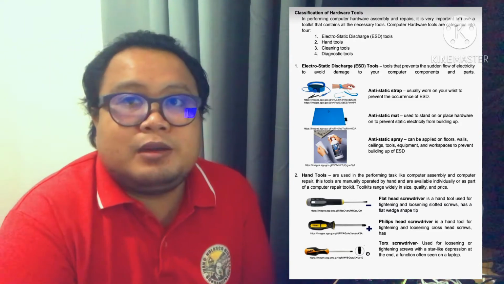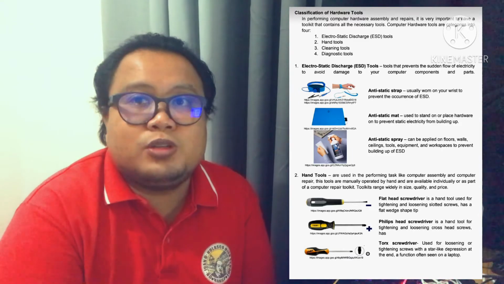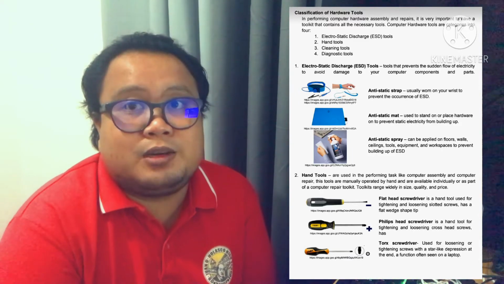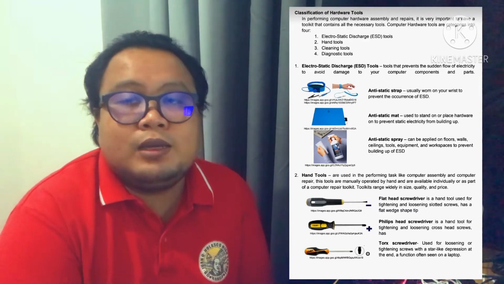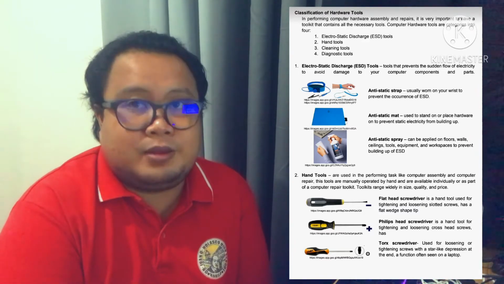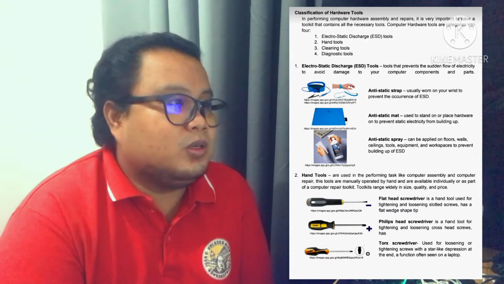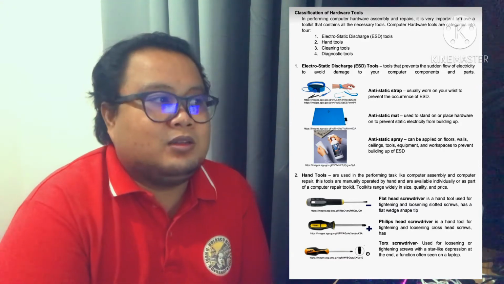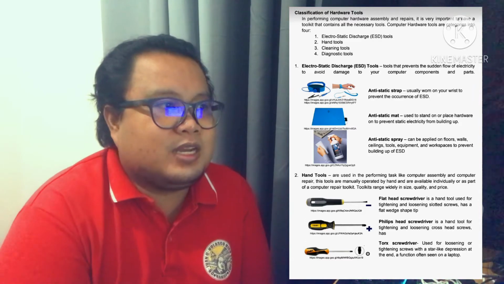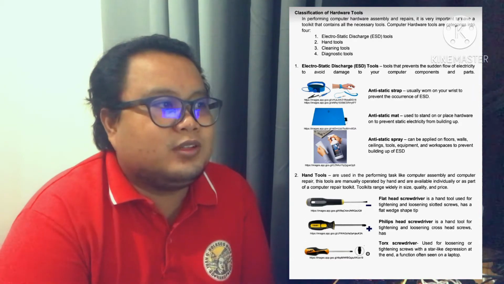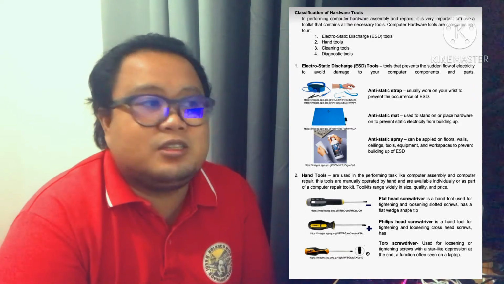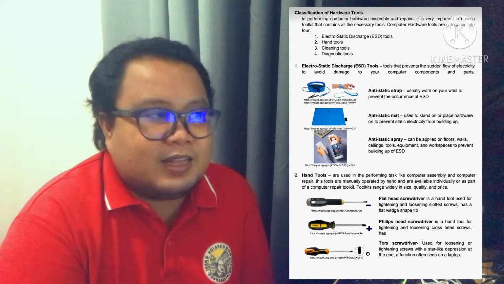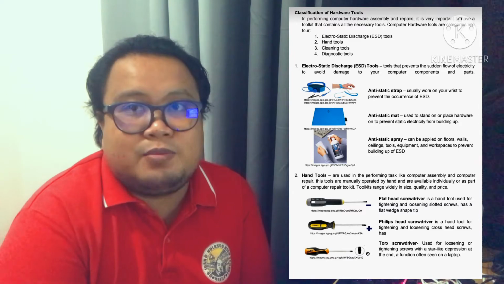Next is dun tayo sa next part na hand tools. So ito yung iba't ibang kind of tools na ginagamit sa pagre-repair or pag-assemble ng computer system. So number 1 is yung flathead screwdriver. So a hand tool used for tightening and loosening slotted screw, which has a flat wedge-shaped tip. So flat, kaya siya flathead screwdriver.